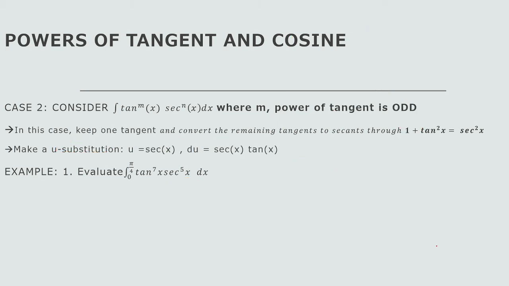And now for the last case, which is case number 2. Consider the integral of tan to the power of mx sec to the power of nx dx, where the power of tangent m is odd. So earlier, n was even. Now, the power of tan is odd. So you are going to keep one tangent. So for example here, keep one tangent, 0 to pi over 4, keep one tangent, and convert the remaining tangents to seconds. So here, it is 7 already. So it becomes tan squared x cubed. So 3 times 2, 6 plus 1, 7.